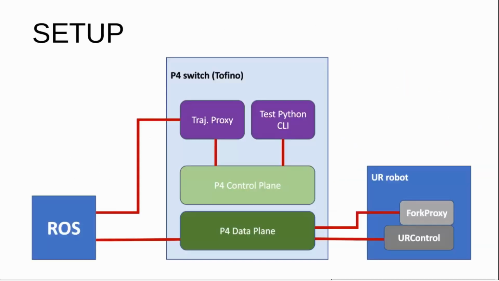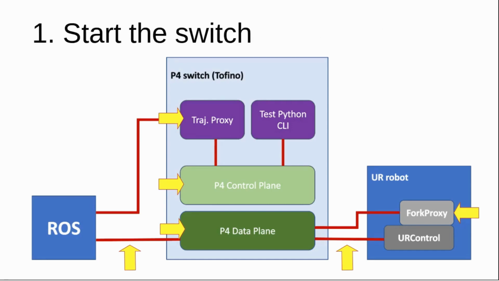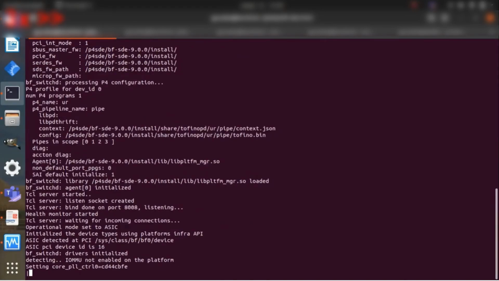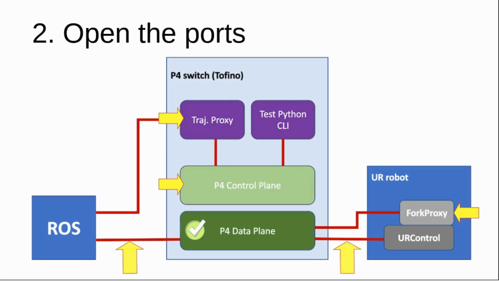Let's see our demo. This slide illustrates our demo setup. It consists of a robotic operating system, ROS, a P4 switch based on Barefoot Tofino, and a UR robot. First, we have to start the switch, which means that we have to execute the switch daemon, and we have to load the appropriate P4 program. Then we have to configure the ports of the switch.